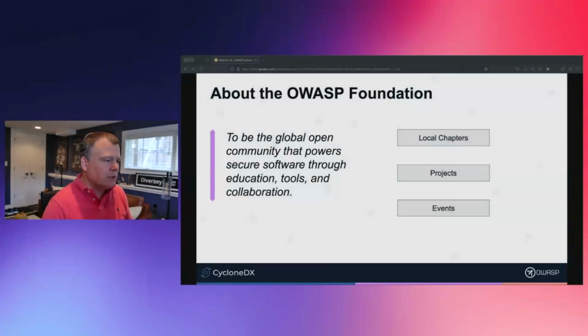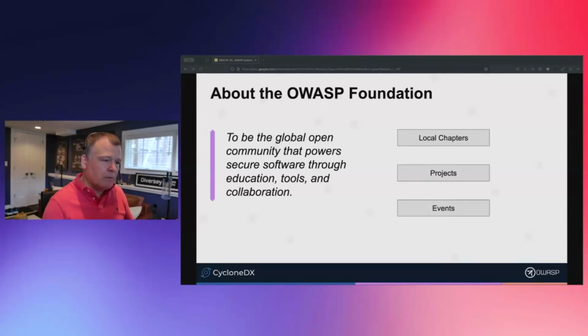From their website, the OWASP Foundation's mission is to be the global open community that powers secure software through education, tools, and collaboration. Primarily, the way that the OWASP Foundation does this is through over 260 chapters around the world, many hundreds of projects, CycloneDX being one of their flagship projects, and through various events, conferences, and other kinds of meetups like that. So that's the OWASP Foundation. It is a nonprofit 501c3 in the United States.